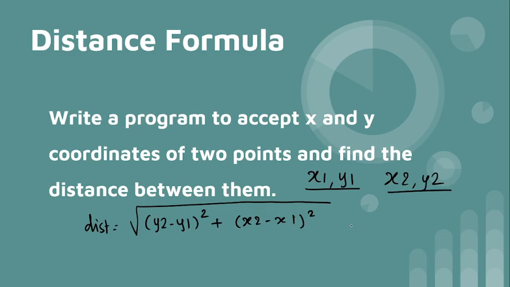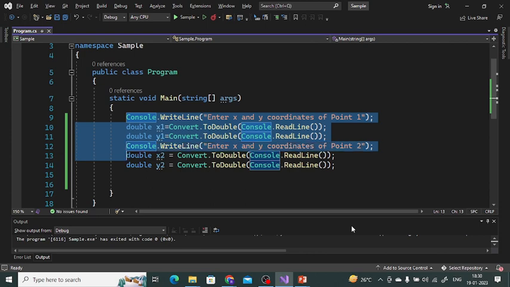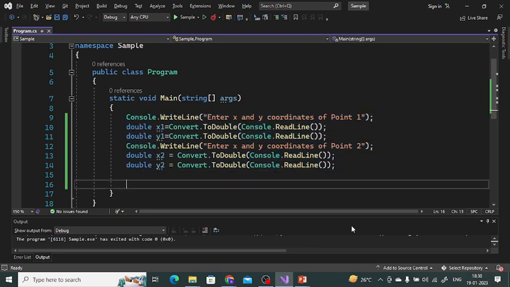So let's head towards the programming. Again you can see I have kept a certain part ready. Enter x and y coordinates of point 1, which I have read as x1 y1 as double variables, which you also know how to do. The same is repeated for the second one. Enter x and y coordinates of point 2, which is read as x2 and y2. So at this point I have x1 y1, x2 y2 being read from the user. Now I want to find the distance.